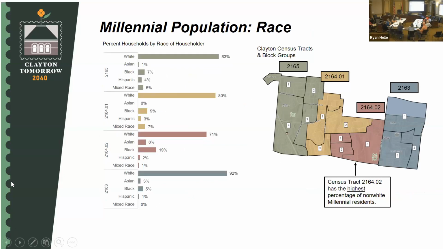This next one is about race. So you can see the census tract, the red section there, has the highest percentage of non-white millennial residents, which I found very interesting. If you recall, it is the section where people are least likely to move as well. That corresponds with the dot map from the last census. Remember the dot map? It was a map of the United States that showed people by race.